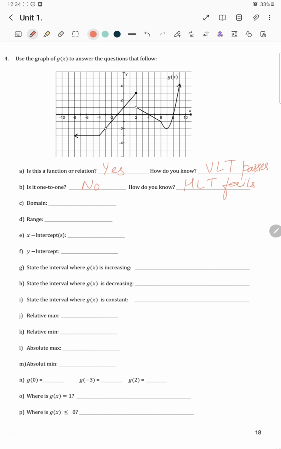What will be the domain? Domain will be all the x. So it's going from negative infinity to -3, which is not included, then union from -3 to positive infinity. Okay, range: y values from -3 to infinity.